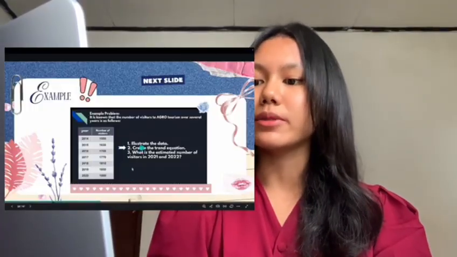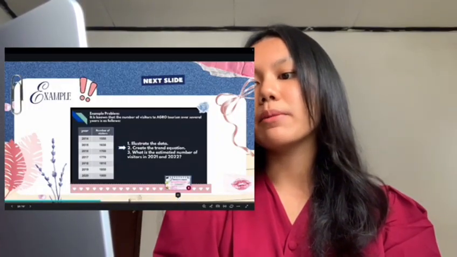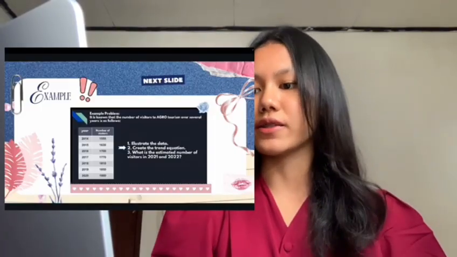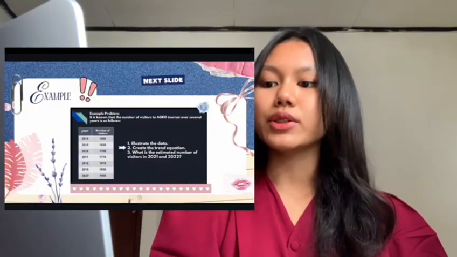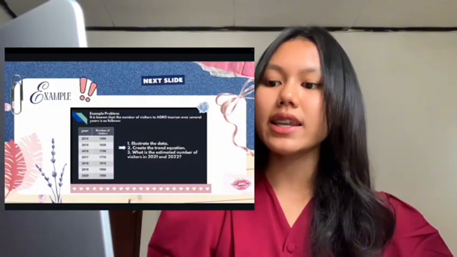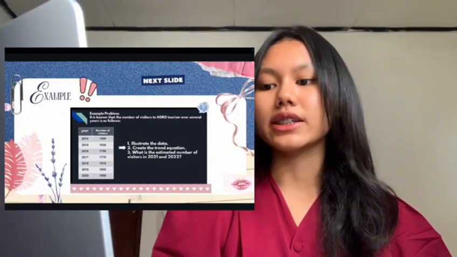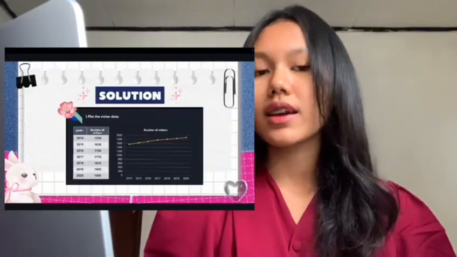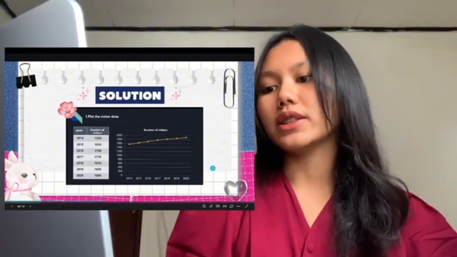So this is the example slide. It is known that the number of visitors to agro-tourism over several years is as follows. Number 1, illustrate the data. Number 2, create the trend equation. Number 3, what is the estimated number of visitors in 2021 and 2022. Okay, this is the plot of the visitors data.